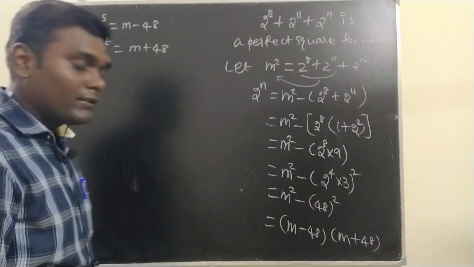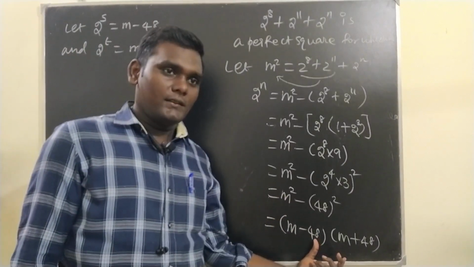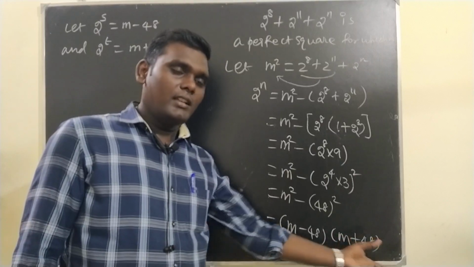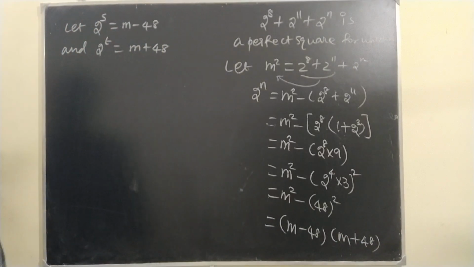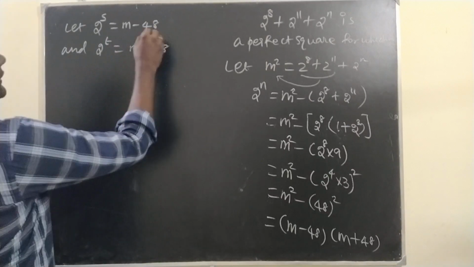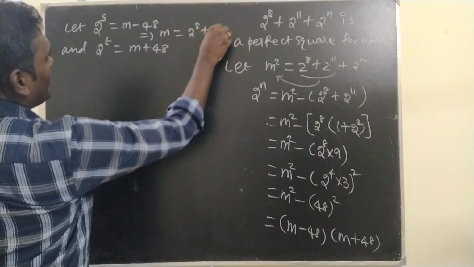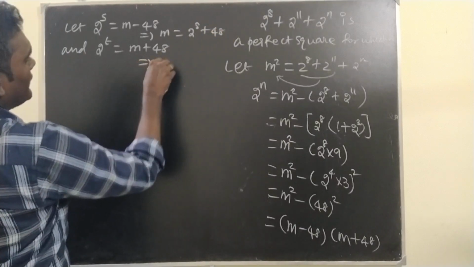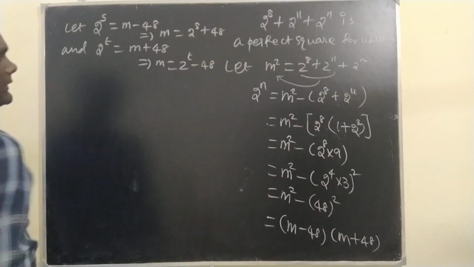Why am I assuming like this? Because the left hand side is 2 power something. This is a product of two things, so this should also be 2 power something, and that also should be 2 power something. We don't know those, so I am using variables s and t. Now find the value of m from this. m is equal to 2 power s plus 48. And from this, m is equal to 2 power t minus 48.